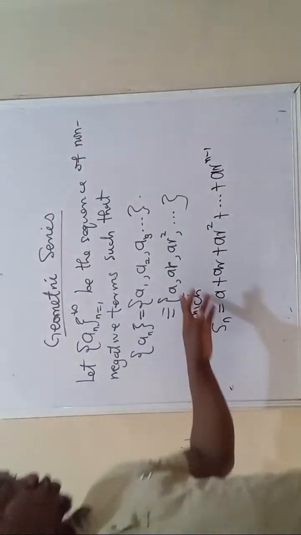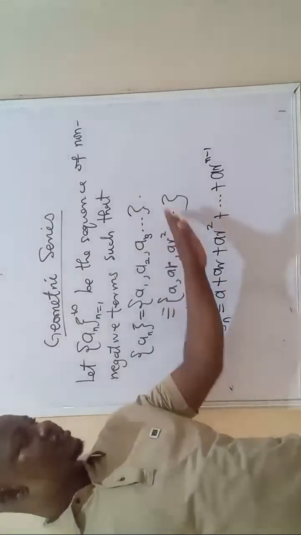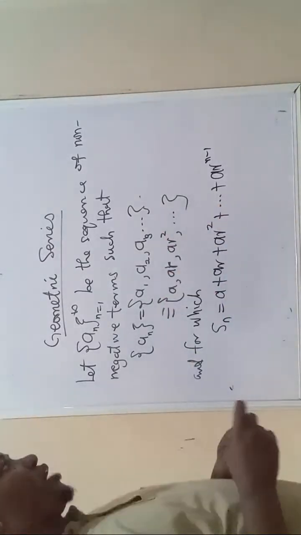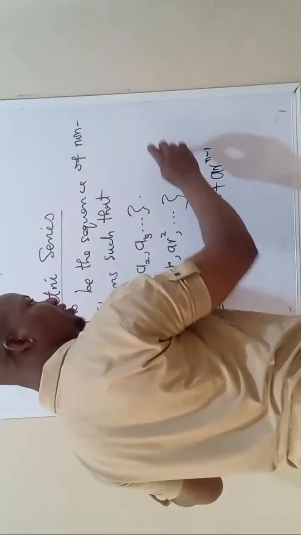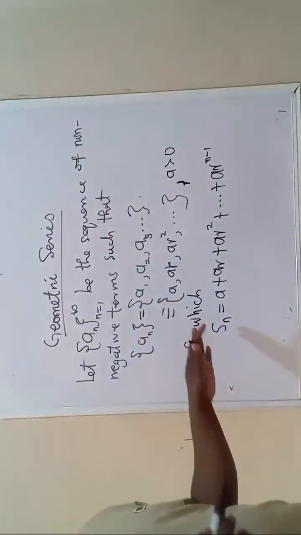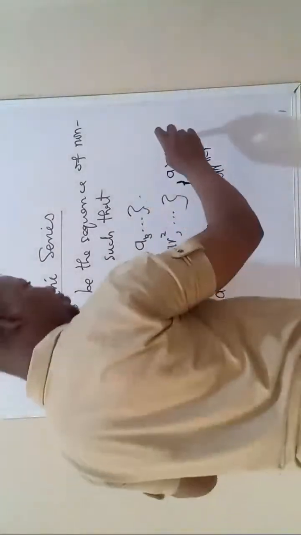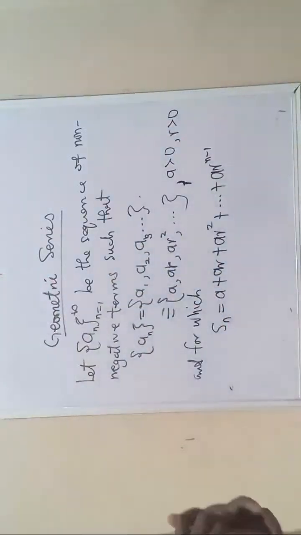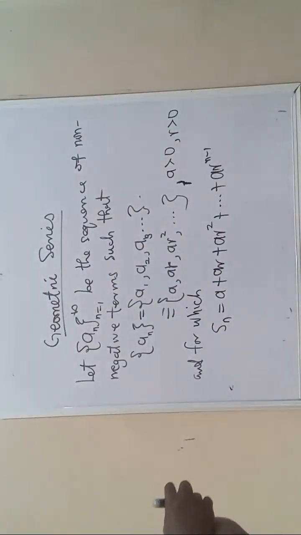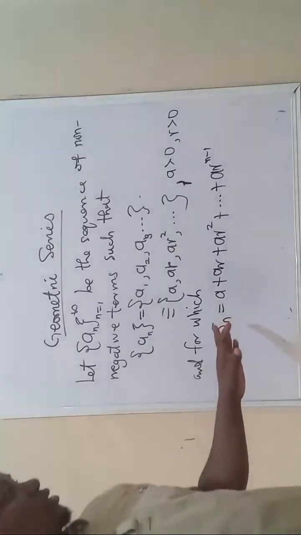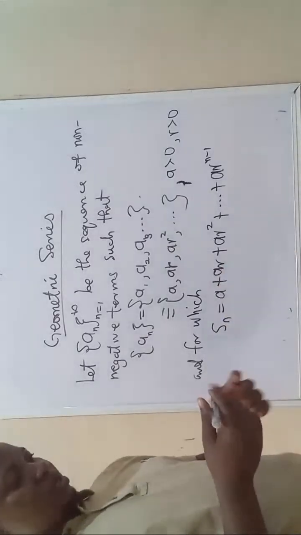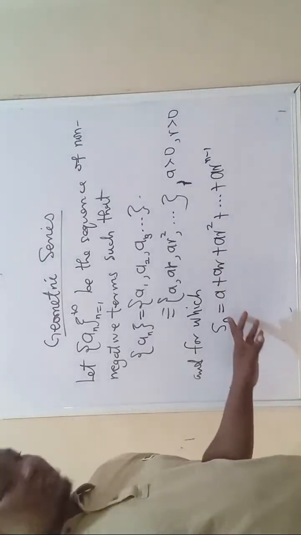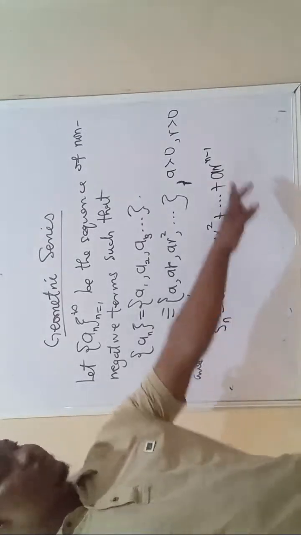Okay, as we want to add up the nth term of the sequence, in this case we need to say a is positive, and r is also positive. So what we are saying here is that if you are able to get this, that will be a formula for finding the nth term of this.